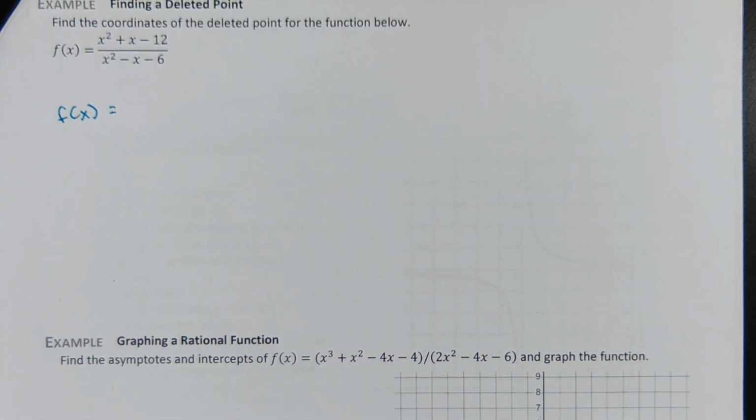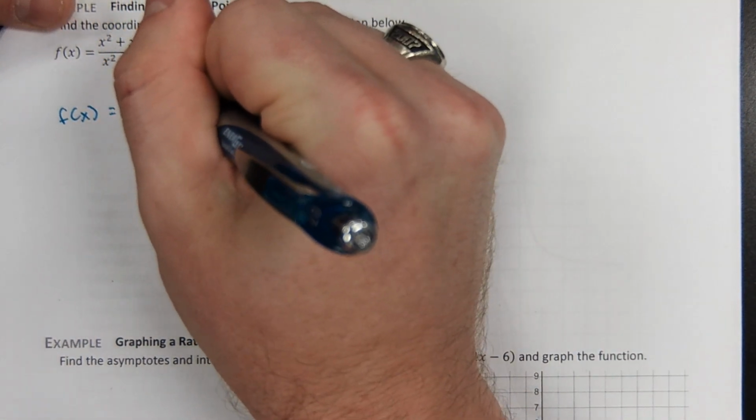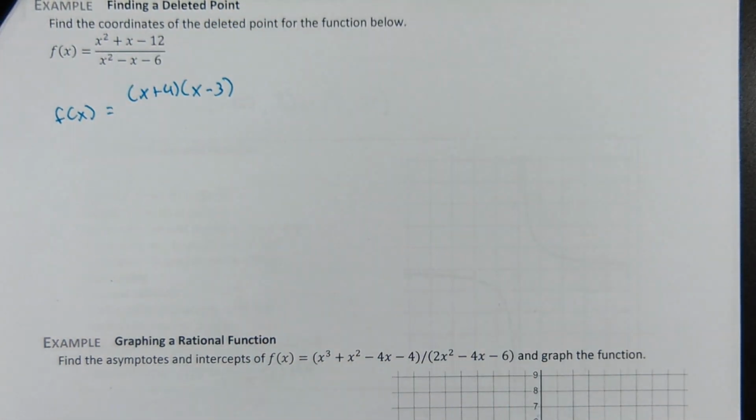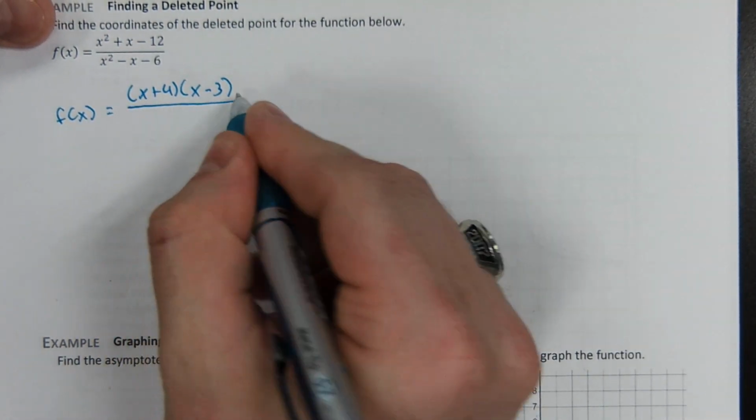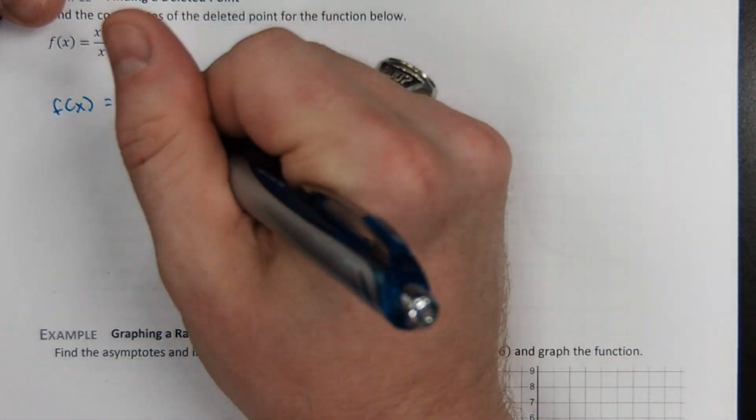For the numerator, we're looking for two numbers that multiply to negative 12 that add to 1. That's going to be 4 and negative 3. For the denominator, I'm looking for two numbers that multiply to a negative 6 and add to a negative 1. That's 2 and negative 3.